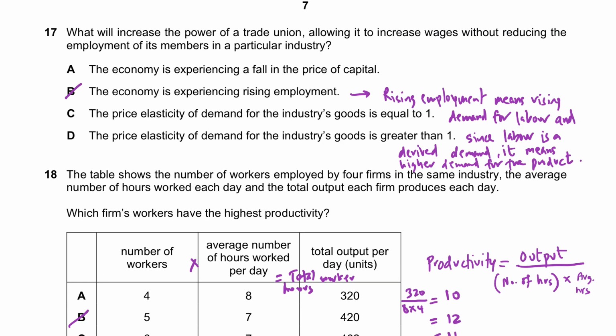In question number 17, what they say is what will increase the power of a trade union, allowing it to increase wages without reducing the employment of its members in a particular industry? And the answer is B. If the economy is experiencing rising employment, then what will happen? Since labor is a derived demand, rising employment would mean basically demand for labor will rise. A rise in demand for labor would result in not only wages rising but also employment increasing, because now the industry needs more of these workers.